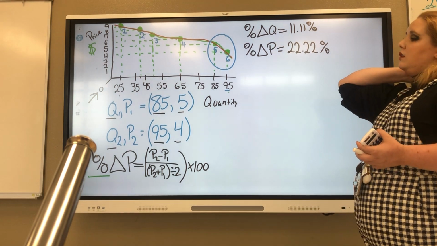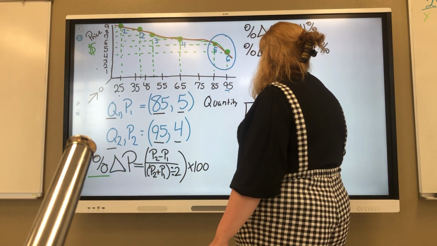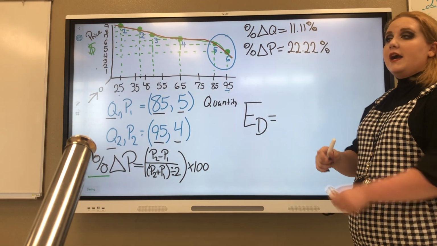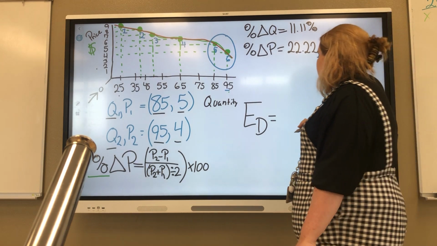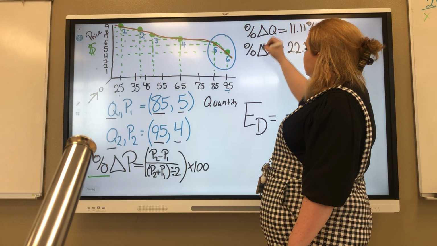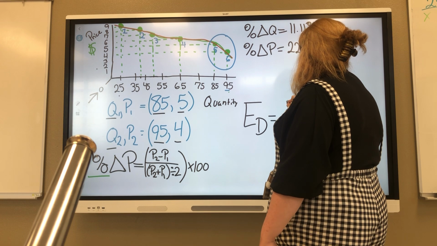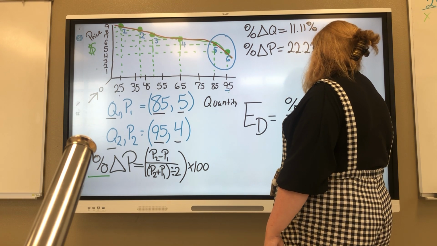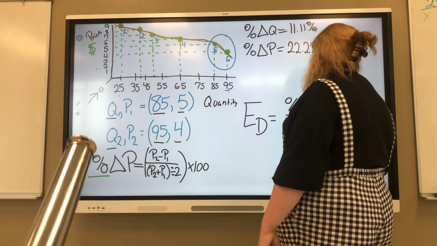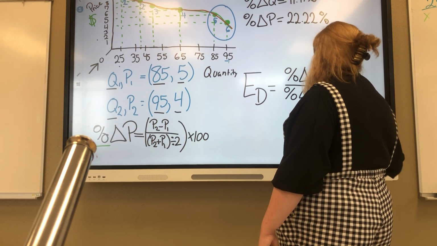And now we're going to do the easiest part of it all. We're going to find ED, elasticity of demand. We're finding how hard our rubber band is stretching. So for elasticity of demand, you're going to be doing the percent change Q over the percent change P. Just in the order we found them, percent change Q divided by percent change P. That looks like a D. It is a P. There we go.